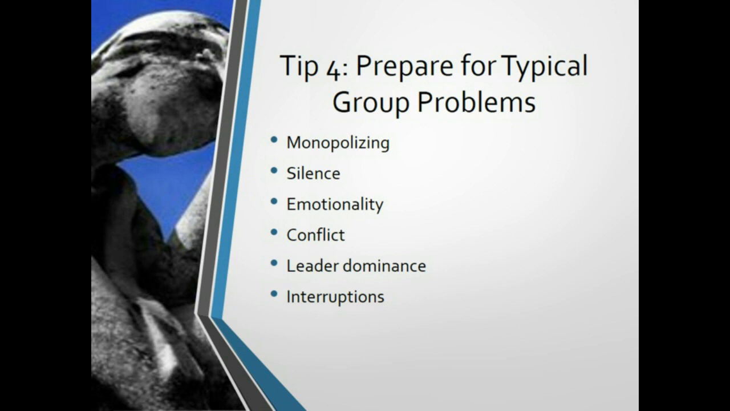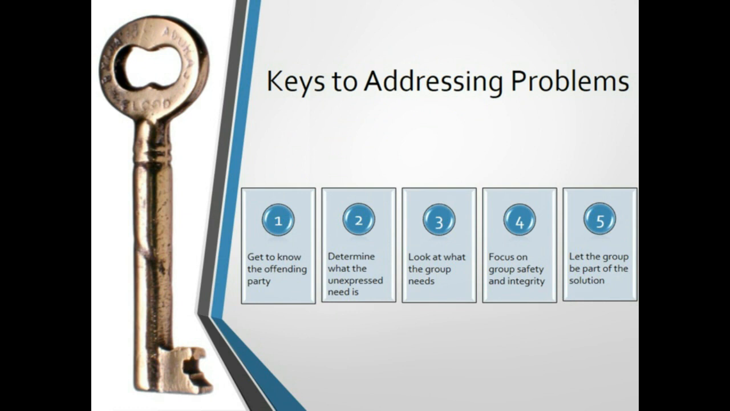So, when you're dealing with problems, number one, get to know who's likely to cause it. You may need to speak to them outside of the group just a little bit. Number two, determine what the unexpressed need is. Generally, when there's a problematic situation, there's something somebody has to get off their mind and hasn't been able to. If you can figure out what that is, what that emotion is, that experience, chances are you can move on. Number three, what are the group needs? The group needs always supersede the individual. This is one of those times.